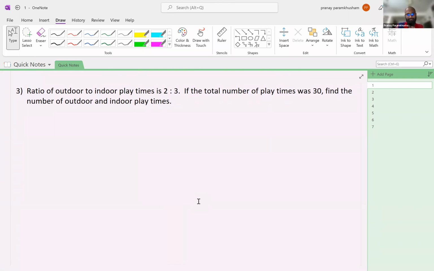Ratio of outdoor to indoor plays is 2 to 3. If the total number of play times were 30, find the number of outdoor or indoor. Okay. I've got to think this out, one minute. Yeah, no problem. You can take it.